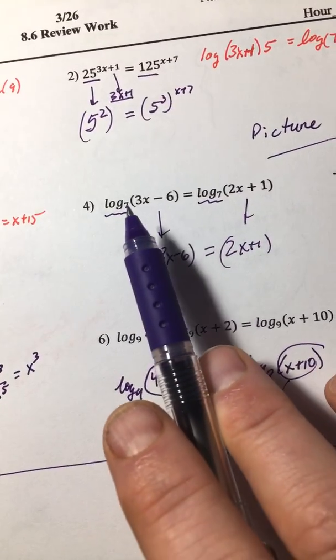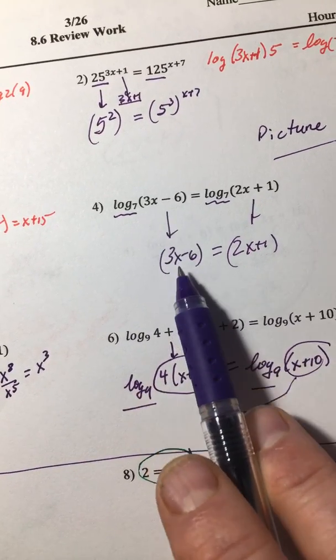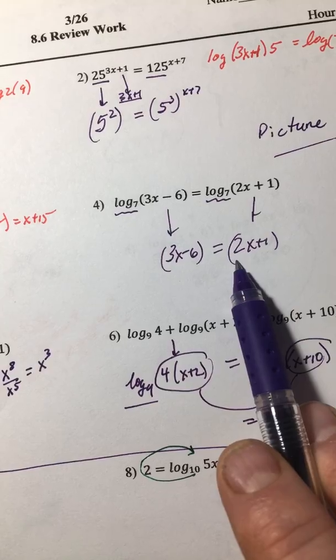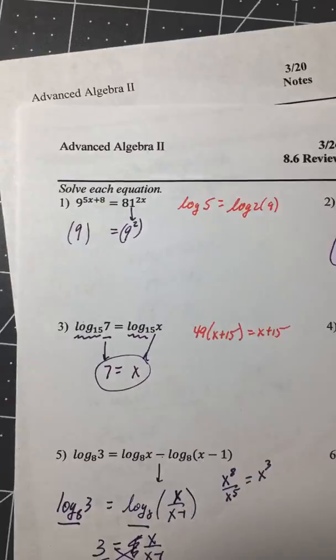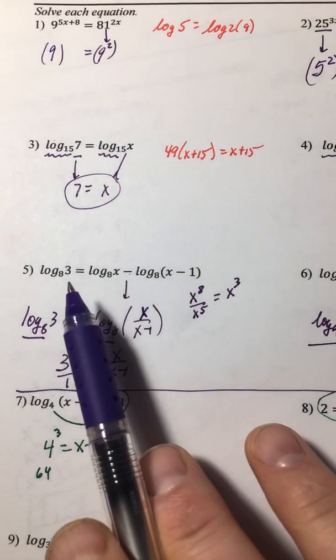Okay, number 4, both sides here are log base 7s. Then that means this 3x minus 6 has to be equal to that 2x plus 3, and you just solve this. Okay, and then you can do the same down here on number 5.